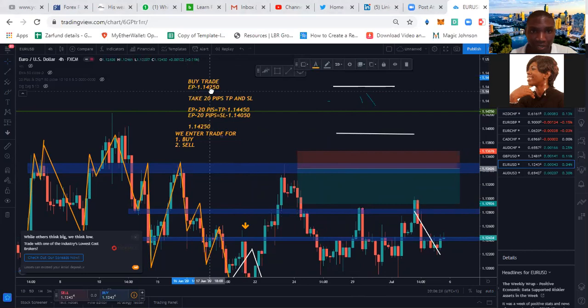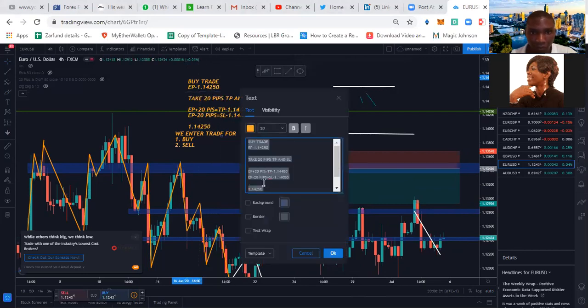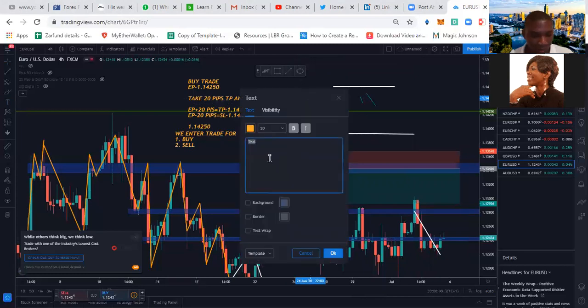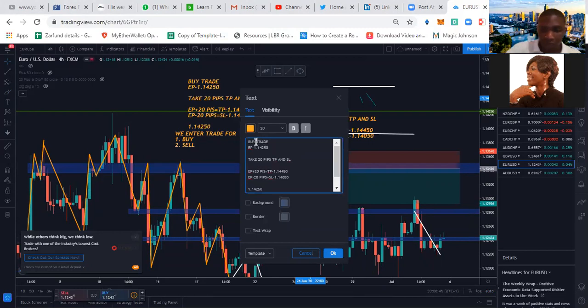Now, for a sell trade, we'll do that one now. So for a sell trade, we have the entry price as the same. Now take 20 pips for TP and SL. So what you do now is TP becomes EP minus 20 pips. That will give you TP.